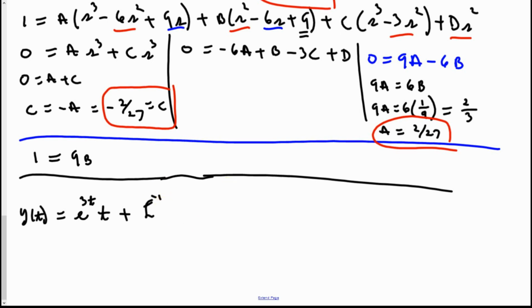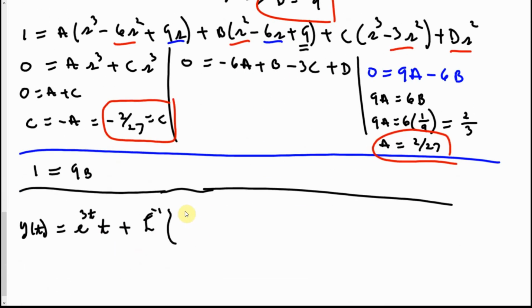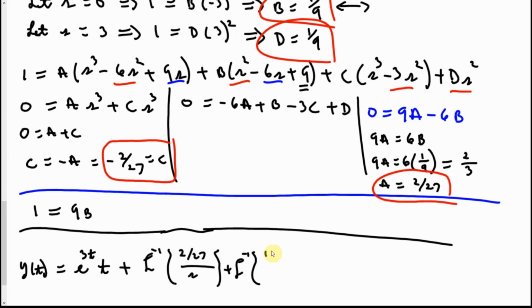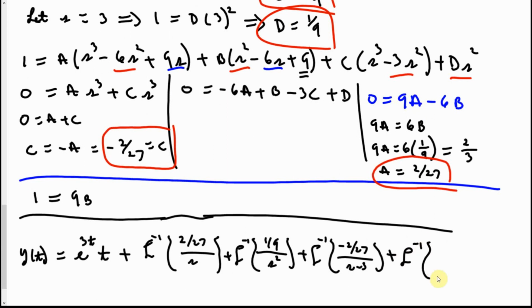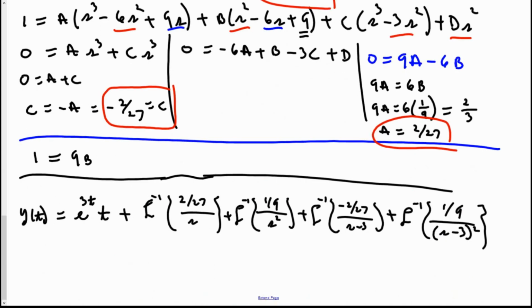So let's see, this was the inverse transform of a, which is 2 over 27 over s, plus the inverse transform of b, which is 1 over 9 over s squared, plus the inverse transform of c, which is -2 over 27 over s minus 3, plus the inverse transform of d, which is 1 over 9 over s minus 3 squared. Is that right? So good. So then we write the answer.